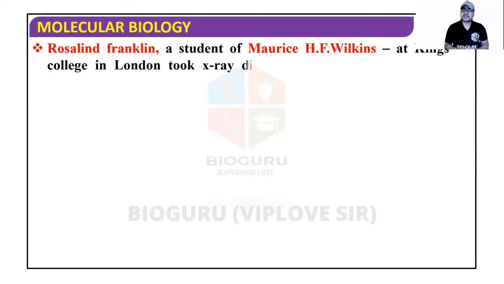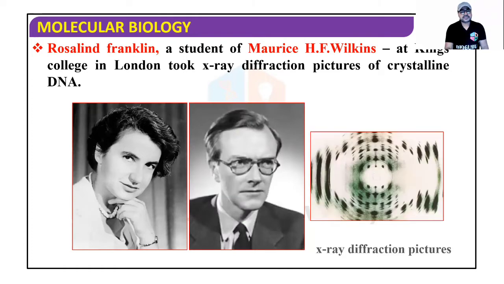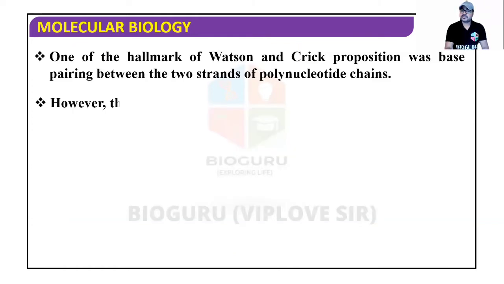So Rosalind Franklin, a student of Maurice Wilkins at King's College in London, took X-ray diffraction pictures of crystalline DNA, and on the basis of those pictures the double helical model was given.